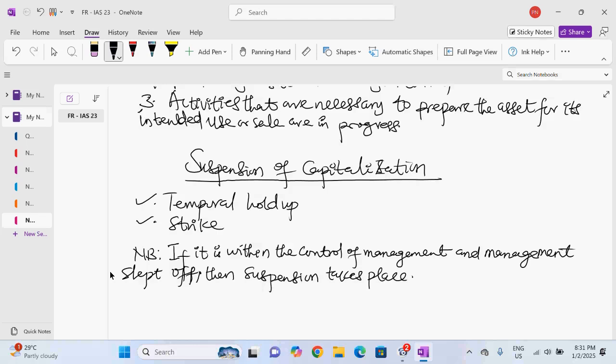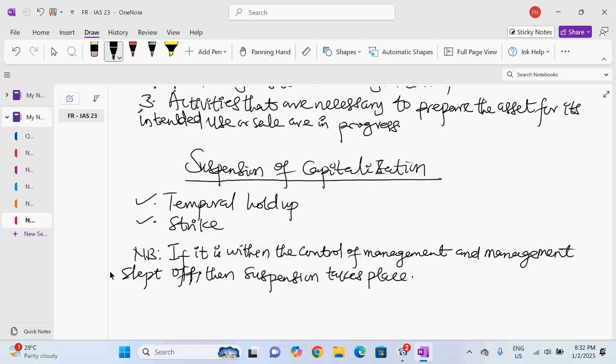But a temporary delay may form part of the work. Let's say they are done flowing the top of the building. They have to leave the building to dry up for, let's say, 1 week, so that it becomes hard before you can continue with the first floor. That is not intentional, it's part of the work. So we cannot say that we are suspending the capitalization, because it's part of the process of constructing the building.